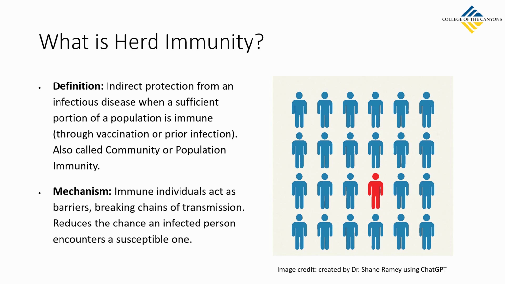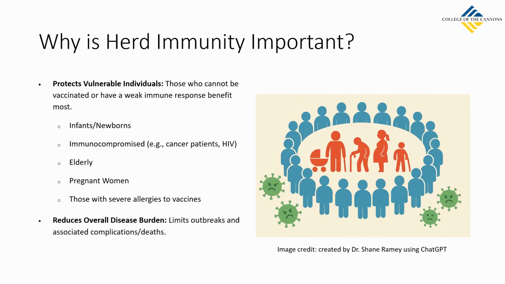So, herd immunity is indirect protection from an infectious disease when a sufficient portion of a population is immune. This is typically through vaccination and also immunity from prior infection. This is sometimes called community or population immunity. And immune individuals act as barriers. They prevent transmission and break chains of transmission, and they reduce the chance that an infected person encounters a susceptible one. So this is really important, in particular, to protect vulnerable individuals.